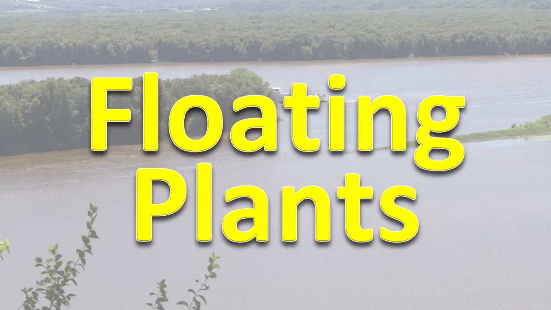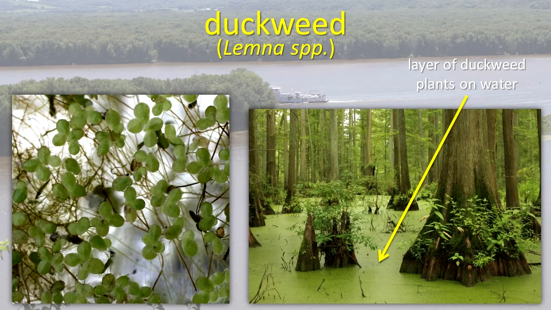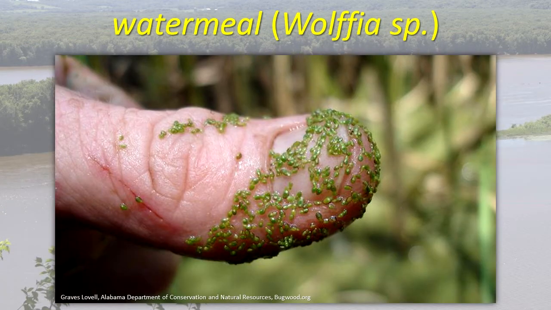Floating plants. Floating plants are not attached to anything and float freely on the surface of the water. Duckweed is a floating plant with tiny leaves and rootlets that hang in the water. It often grows with watermeal, the smallest flowering plant. Watermeal looks like minute green grains floating on the water. These plants tend to accumulate in layers on the water and drift with wind and currents. In large rivers, they are only found in areas of low current or in backwater lakes.